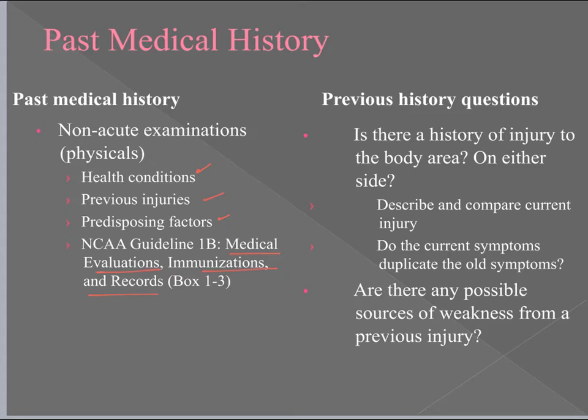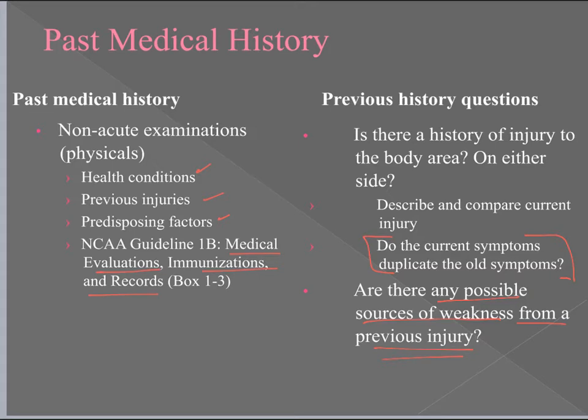And the other thing that we want to do, which I said earlier, is to make sure that we're comparing it to the other side, right? Do the current signs and symptoms duplicate the old symptoms? So in other words, if they've had this injury before, is it similar? Is it different? Because this will tell you grade of injury, essentially. And then, are there any possible sources of weakness from a previous injury? So an example would be, what we know about ankle sprains is that when a patient suffers from an ankle sprain, they have a high risk, a 70% chance, of developing or suffering from another and another and another, right?